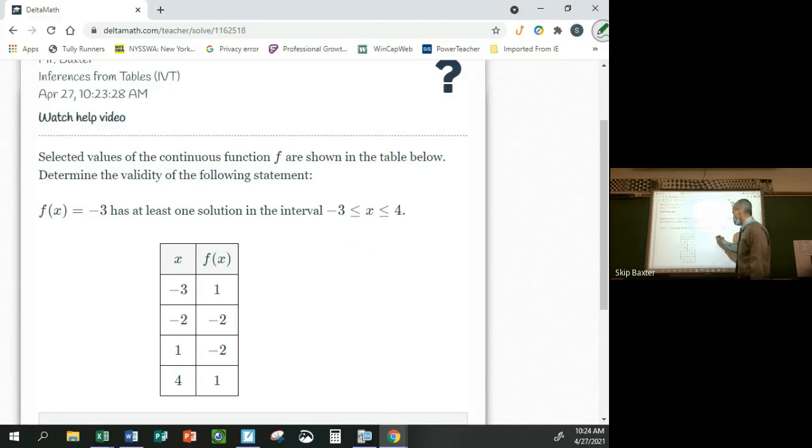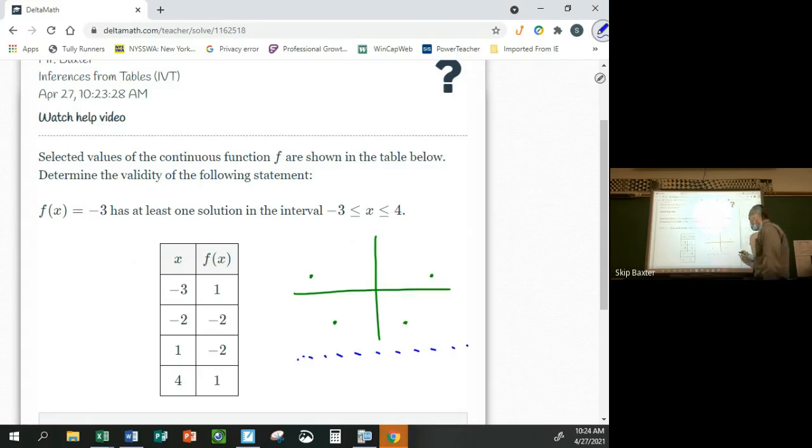I mean, picture the points. I'm going to do the same thing. I'm going to graph the points. -3, 1 is like here. -2 is like here. 1, -2 is here. And 4, 1 is here. F of x equals -3 is like down here. So, yeah, it's possible the function just goes like this, maybe, but it's also possible the function goes like this, right?